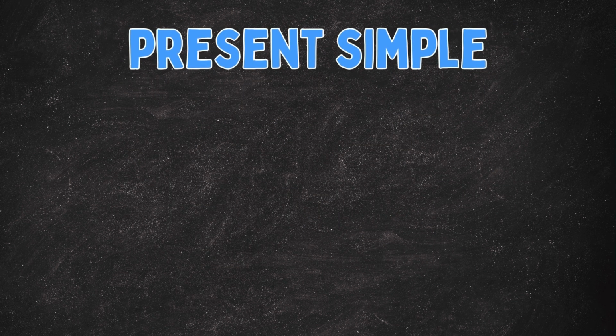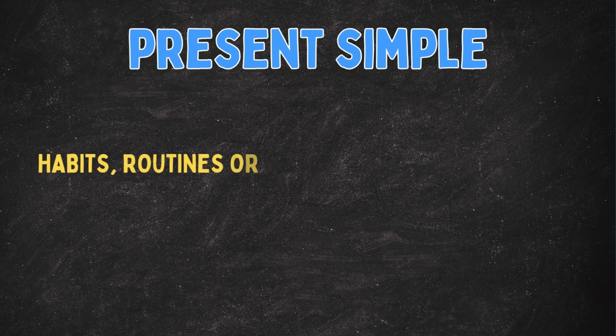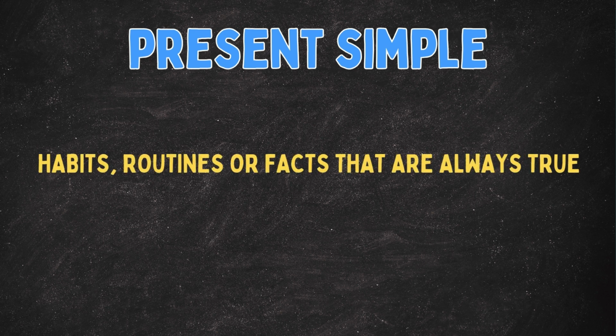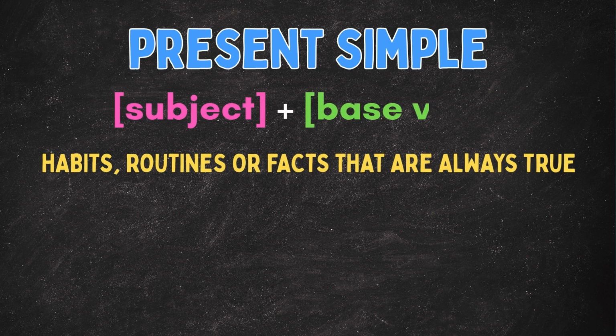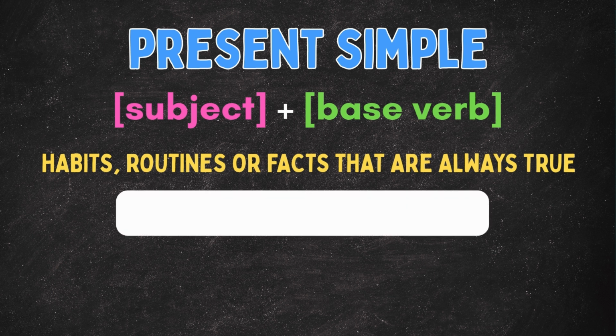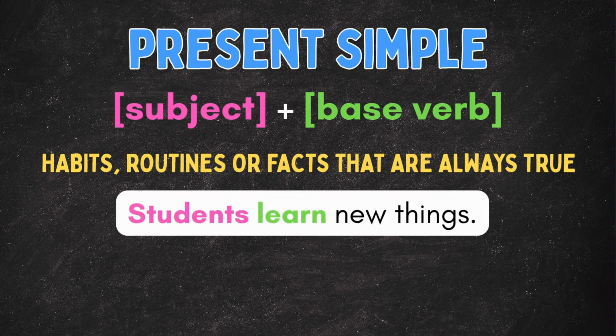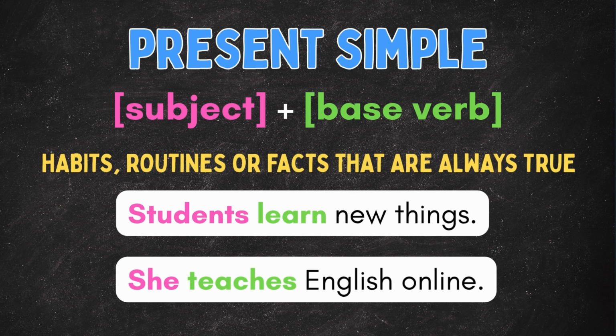Present simple. We use the present simple for habits, routines, or facts that are always true. The sentence structure consists of subject plus base verb. Students learn new things. She teaches English online.